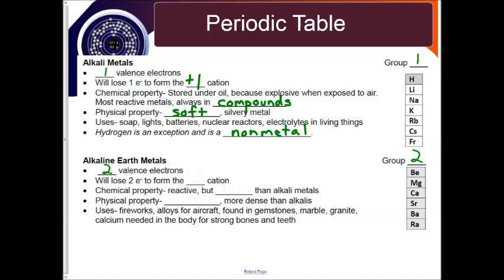It will lose those 2 electrons to form the +2 cation. Now the chemical property for the alkaline earth metals is that they are reactive, but less so than the alkali metals. In terms of physical properties, they are harder and more dense than the alkalis. We will often use these in fireworks, alloys for aircraft, some gemstones, marble, granite. Calcium is also needed in the body for strong bones and teeth.